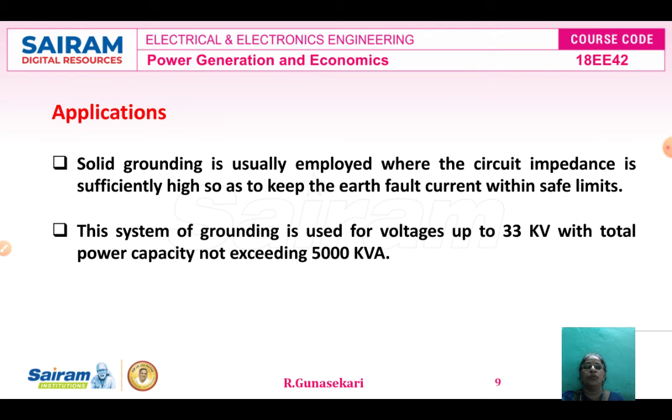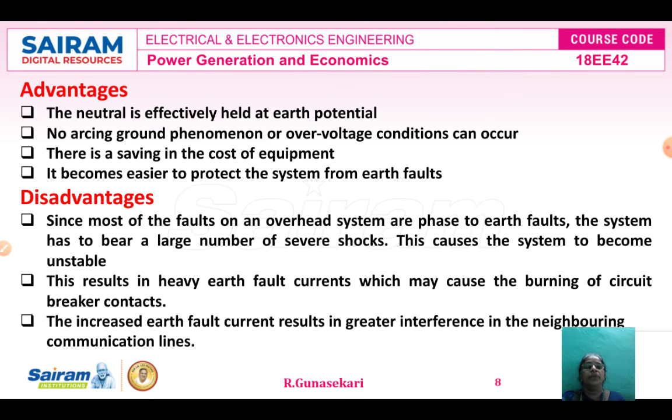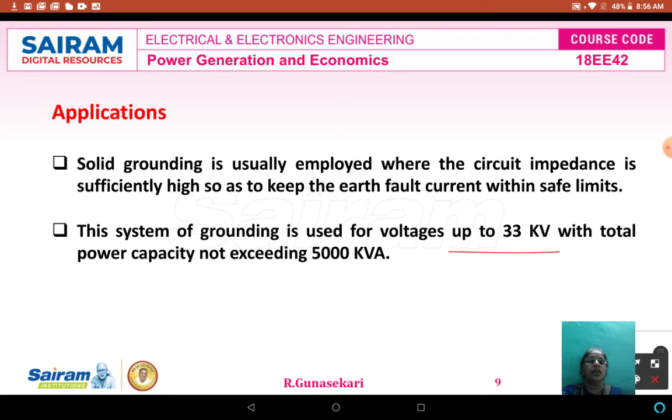Then we studied the applications of solid grounding or effective grounding. Solid grounding is used where the circuit impedance is high, to keep the earth fault current within the safe limit. This type of solid grounding is used for voltages up to 33 kV with a total power capacity not exceeding 5000 kVA.